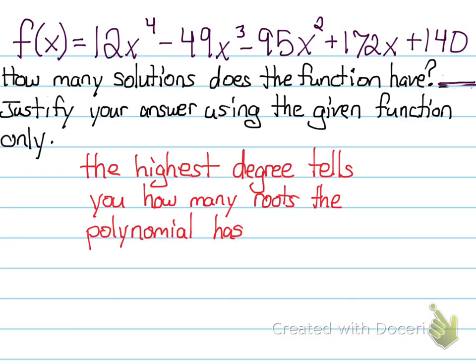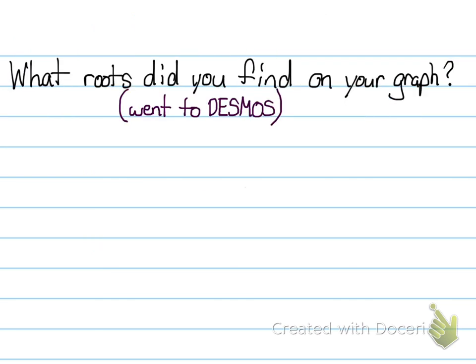All right, looking at this first example. The first question is asking us, how many solutions does the function have? Well, you will always look at the highest degree. In this case, my highest degree is 4, so I'm going to have 4 solutions. Justify your answer using the given function only. Well, just like I said, the highest degree tells you how many roots the polynomial has.